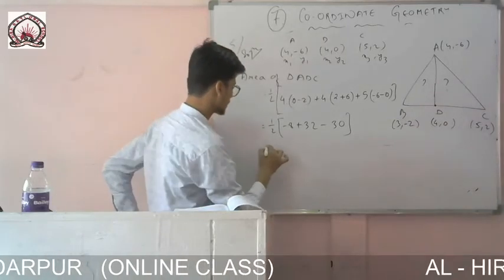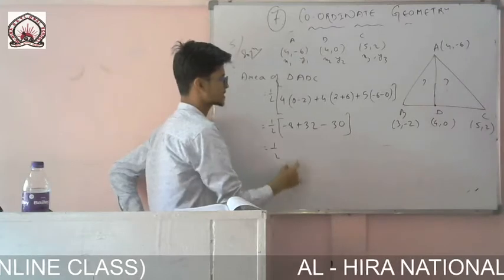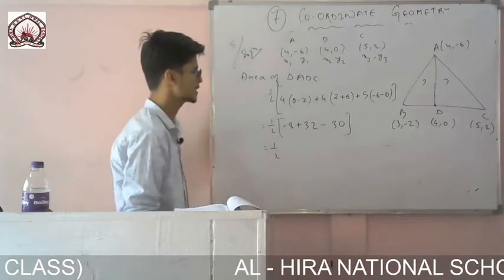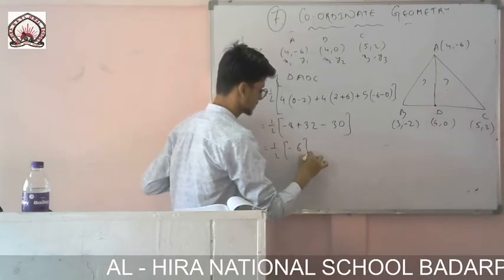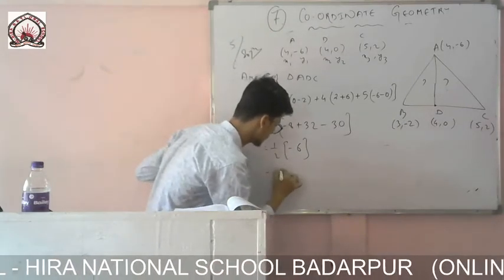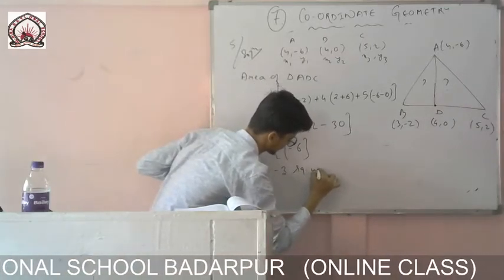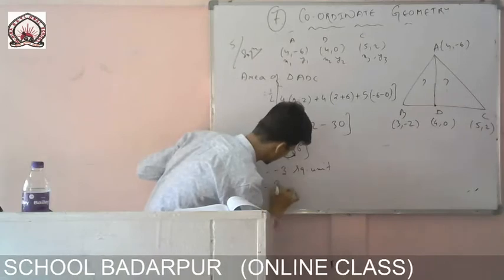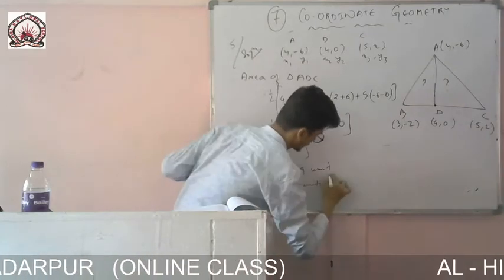So what is the answer coming? 32 minus 38 will be minus 6, so half of that gives minus 3 square units. Minus 3 it will not be, so it will be 3 square units.